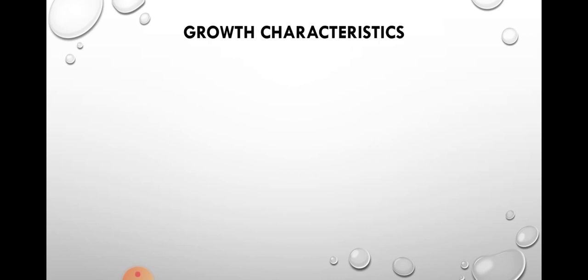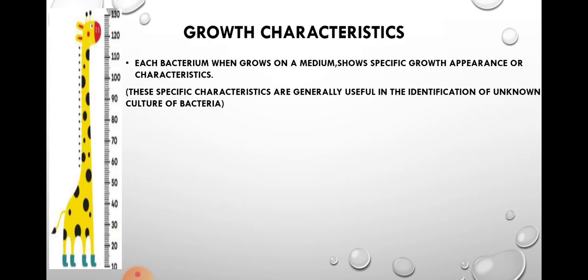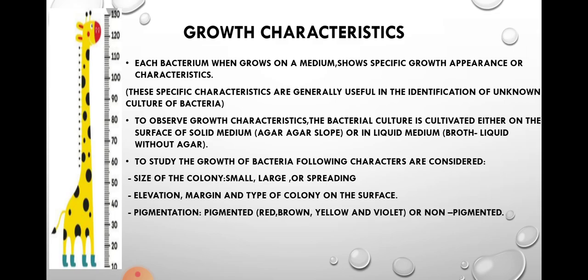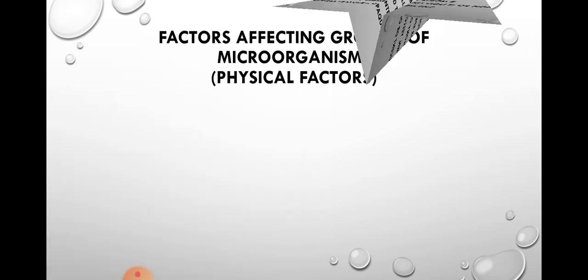Next we have the growth characteristics. Each bacterium when grown in a medium shows specific growth appearance or characteristics. These specific characters are generally useful in the identification of known or unknown cultures of bacteria.